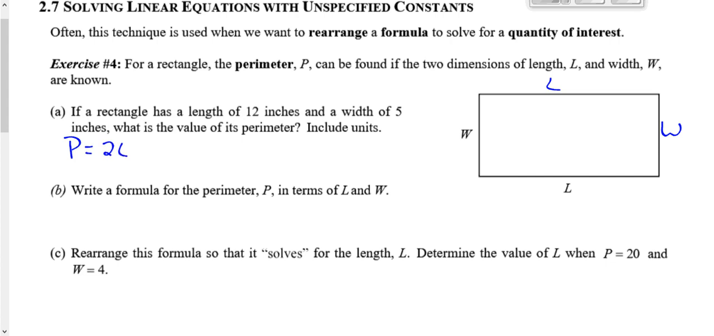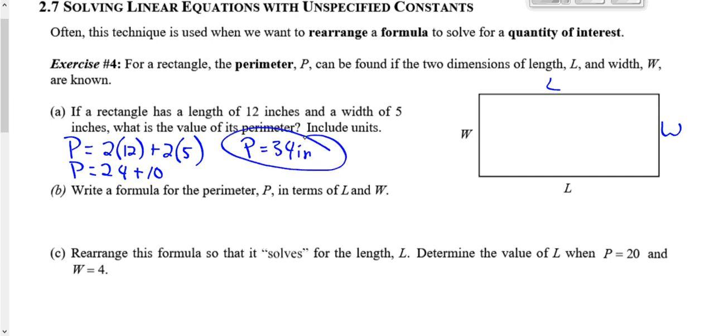Now, let me just put the numbers in there. 2 times 12 plus 2 times what? 5, right? 24 plus 10, P equals 34. 34, and it's inches, right? Okay.